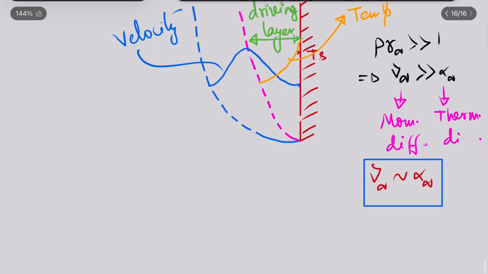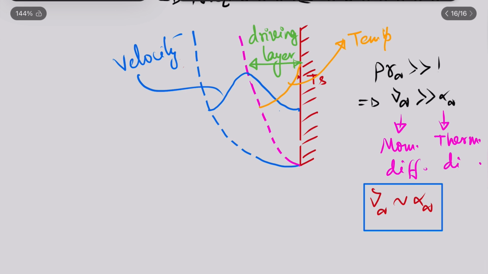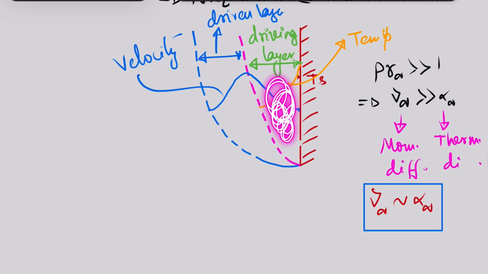Clear? And obviously this layer is termed the driving layer. Why? I have already told you that in this layer there is a temperature difference, that means density difference, that means buoyancy, the driving force is there in this layer. That is why this is the driving layer, but here there is no driving force. Here there is fluid motion because of this layer. The momentum of this layer has been diffused to this layer because of this large momentum diffusivity.